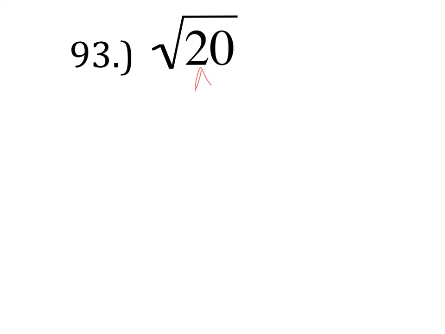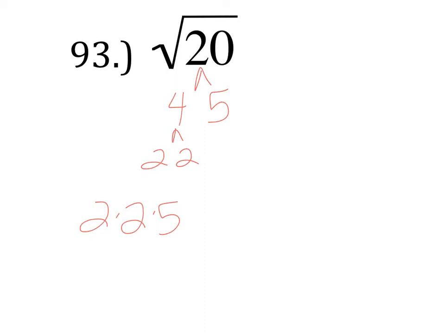So we have 20, and we want to break that down to its prime factorization. You could do a couple of things. We could do 4 and 5, or we could do 2 and 10. It does not matter. We're going to break this down to the prime factors, so we have 2 times 2 times 5.